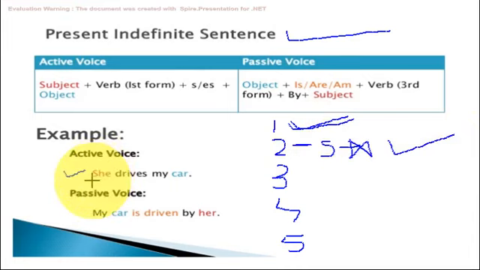Now see, for example, here she is the subject and my car is the object. Before interchanging, in rule number two, you have to divide the sentence into a few parts, 3 or 4 parts. 3 parts are very important for us. You have to divide your sentence into 3 or 4 segments. Let's see here. She drives my car. Now we have divided this particular sentence into 3 parts. Now let's name them. She is the subject, drives is our verb, and my car is the object.